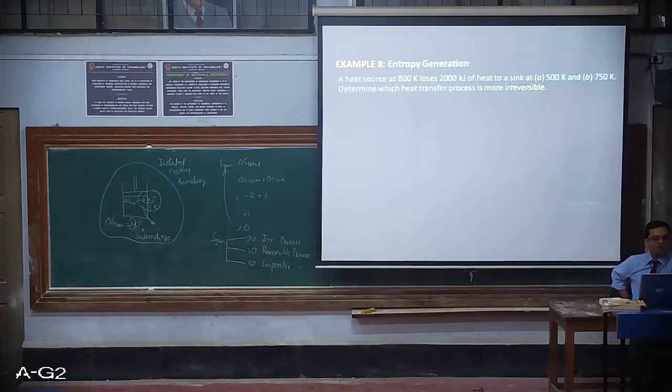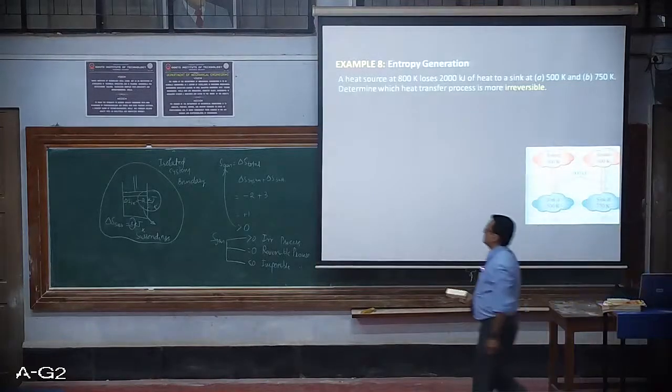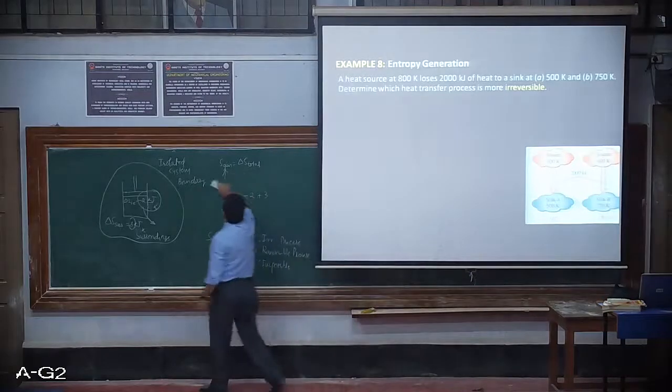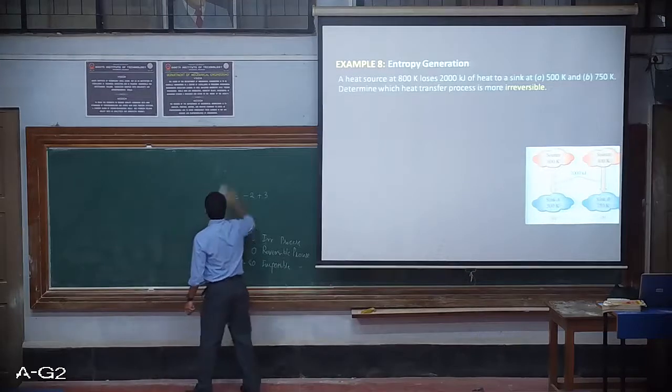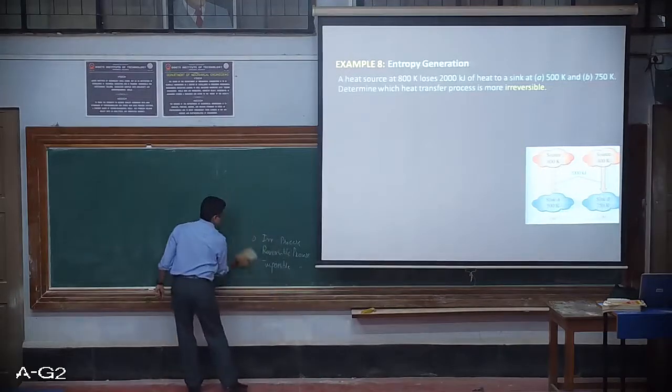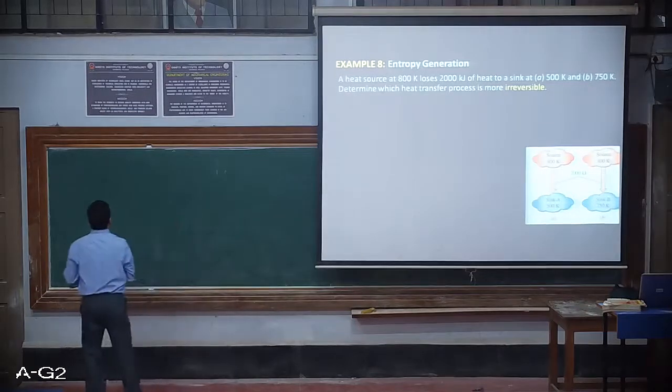A heat source at 800 Kelvin loses 2000 kilojoule of heat to a sink in the two cases given there. Case A, 500 Kelvin, and case B, 750 Kelvin. Determine which heat transfer process is more irreversible. So this is the question asked. So these are the diagrams. Let's proceed to understanding the numerical. Understanding entropy is a bit abstract, but it is simple.